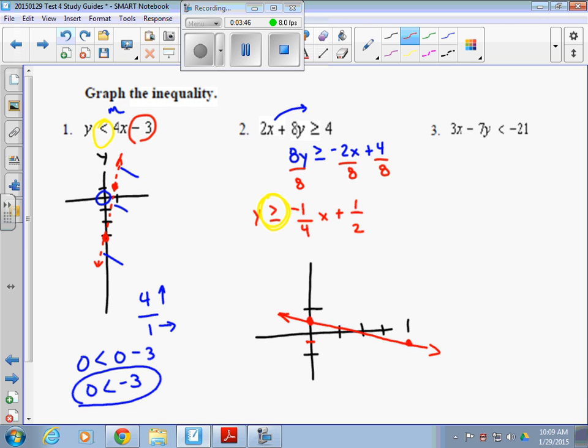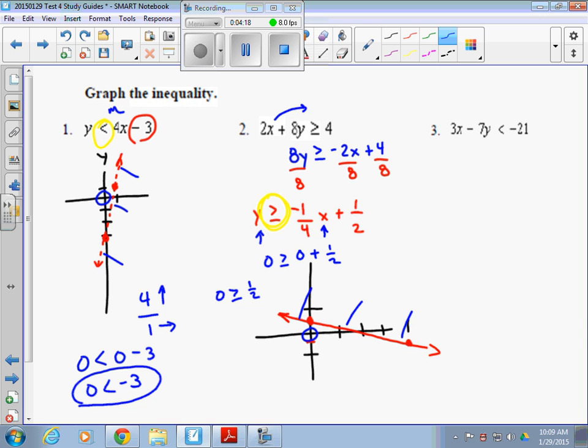Again, it does not go through 0, 0. That's a good thing. It makes it easier for us. So we'll plug 0, 0 into both x and y. 0 is greater than or equal to anything times 0. In this case, negative 1/4 times 0 is still going to be 0, plus 1/2. So what this says is 0 is greater than or equal to 1/2. That's not a true statement. 1/2 is a positive number. Therefore, we're not going to shade towards 0, 0. We'll shade away from it.